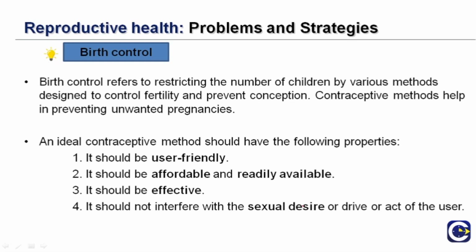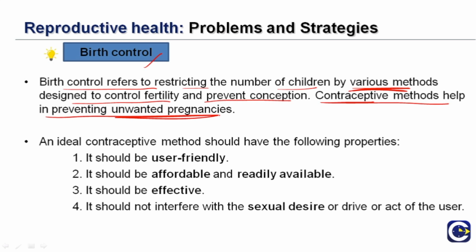Okay, so now we come to birth control, which is one of the most important topics of this part. So birth control refers to restricting the number of children by various methods, and these various methods are the contraceptive methods that are designed to control fertility and to prevent conception. So these contraceptive methods help in preventing unwanted pregnancies.